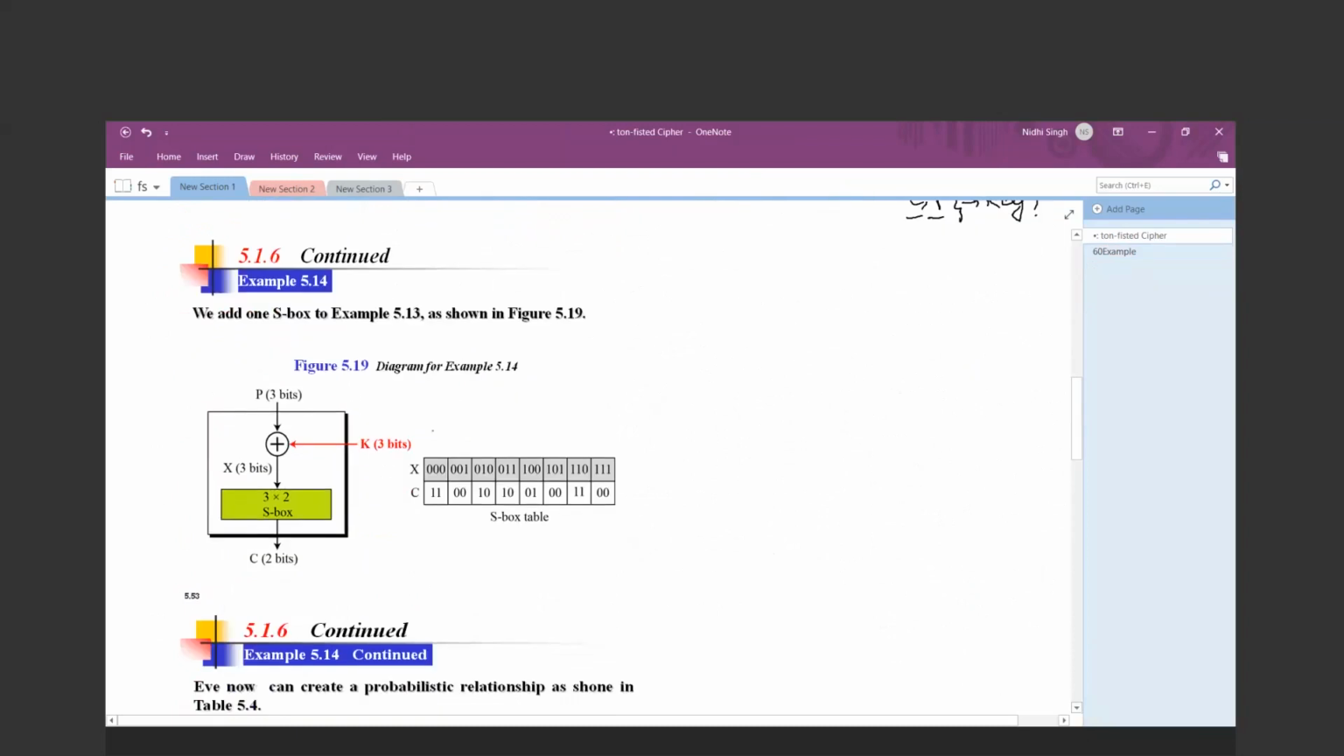So in this example, you can see my P, meaning plain text, is 3 bits long. My K is 3 bits long. Now I have to perform the XOR operation and my intermediate text is generated, that is X, which is 3 bits long. Now I have to use some non-invertible function, that is the SBox, which is 3 cross 2, and my cipher text of 2 bits will be generated.